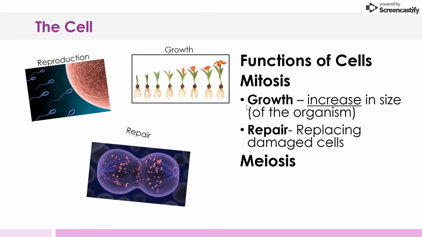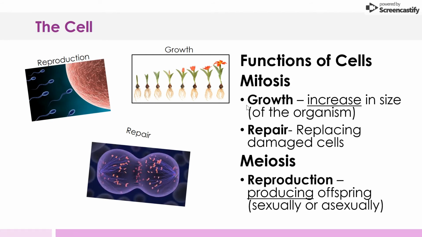Okay, meiosis is the second type of cell division, and this is primarily used in reproduction. So this produces offspring, either sexually or asexually. This is responsible for creating the egg and the sperm cells. So egg cells would be found in women, and sperm cells would be found in men.